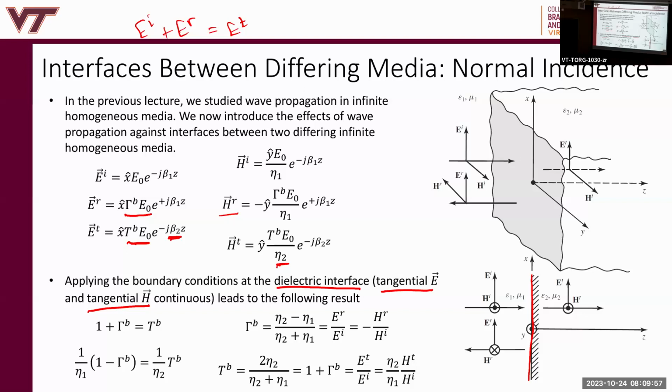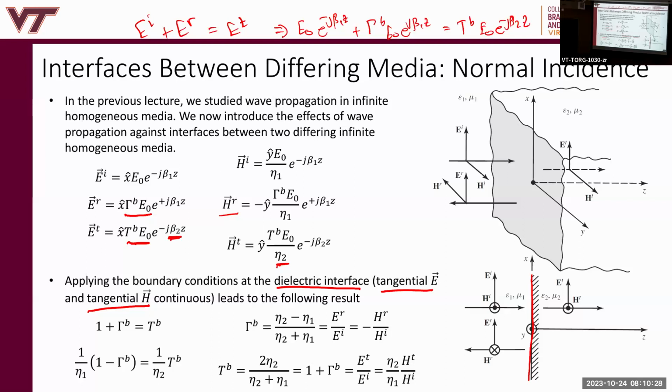So what do we have? E incident. So we set this equality. I'll do it really quick for you. E incident is E naught e to the minus j beta 1 z, and E reflected is gamma b E naught e to the plus j beta 1 z, is equal to E transmitted, T times E naught e to the minus j beta 2 z.